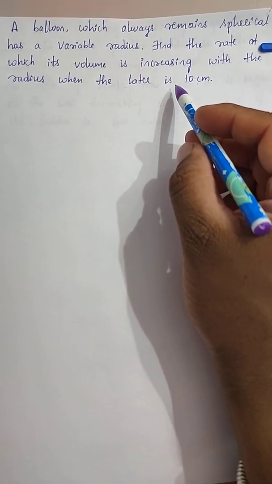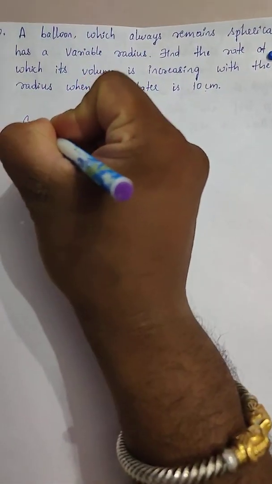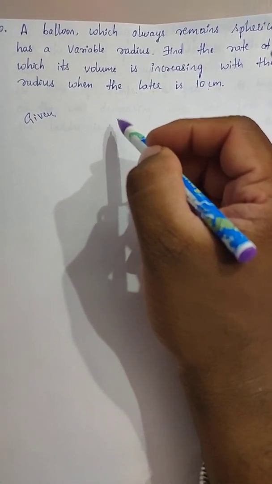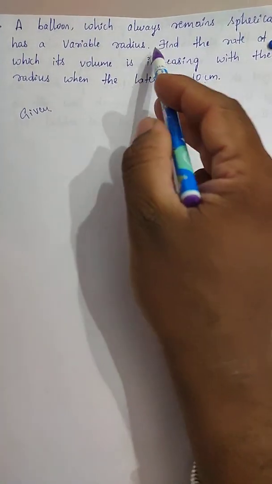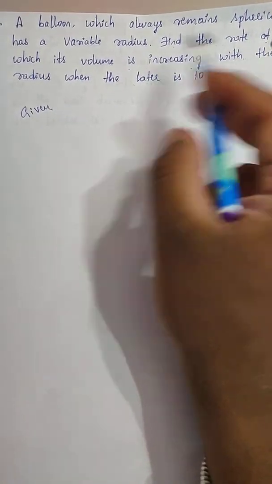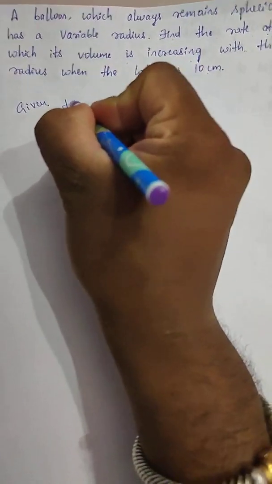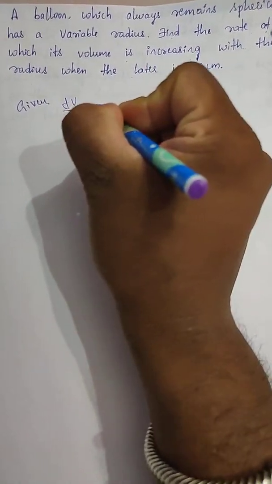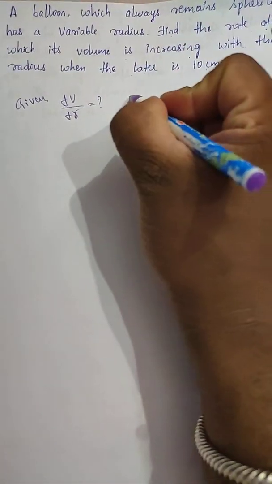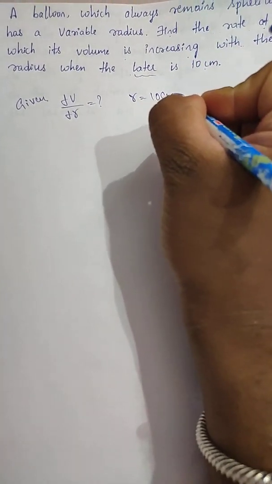In the last problem they clearly mentioned it is changing with respect to time, but here it is given that it is changing with respect to radius. So see here, find the rate at which the volume is increasing with the radius, which means it is changing with respect to radius. So dV/dr is equal to question mark when the radius is 10 centimeter, which means the radius is 10 centimeter.